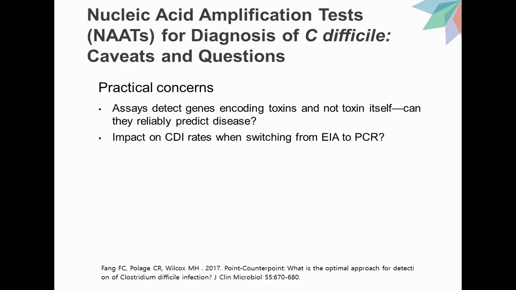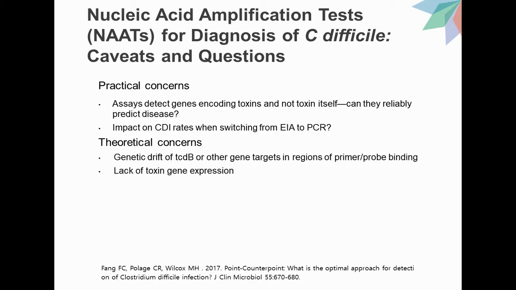Shortly after we implemented the PCR test in our laboratory, we began to get lots of questions from clinicians. These were very thoughtful questions, and I think they're still relevant today. Some of the questions were practical. These assays detect genes encoding toxins and not the toxin itself, so can they reliably predict disease? And what will be the impact on CDI rates when switching from an insensitive test like EIA to PCR? And I did forewarn our infection control team that they were going to see an increase in their rates. I'm not going to talk about theoretical concerns, although I think these do need to be considered.